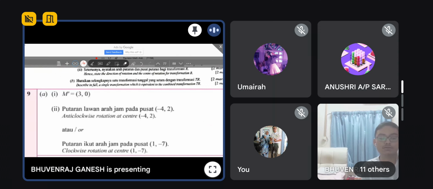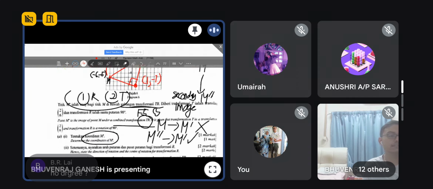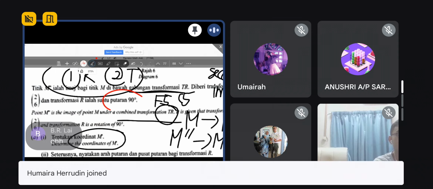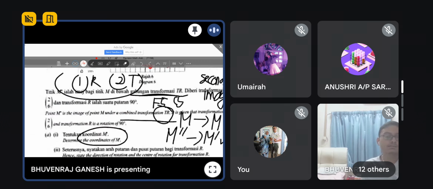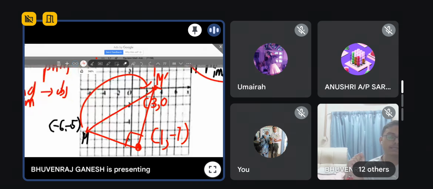Alright, so this is how you answer the question. You choose either one, guys. Don't write both, only one. Basically in this question, you don't need the degree. You know why? Because the question already tells you the degree. So 90 actually doesn't need to be stated, because the question already tells you. Also, one more thing, guys.